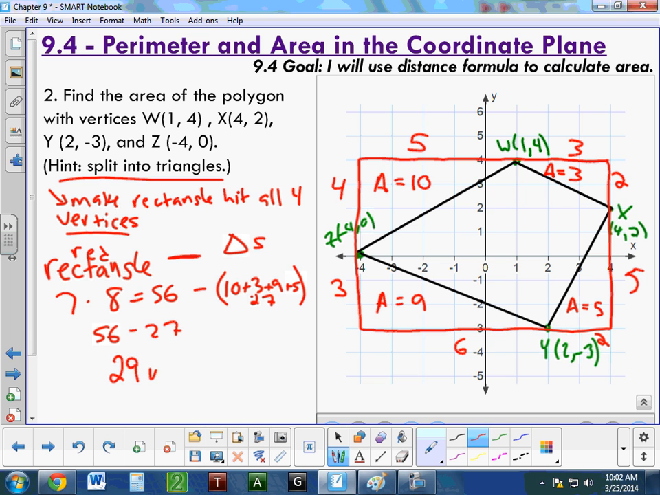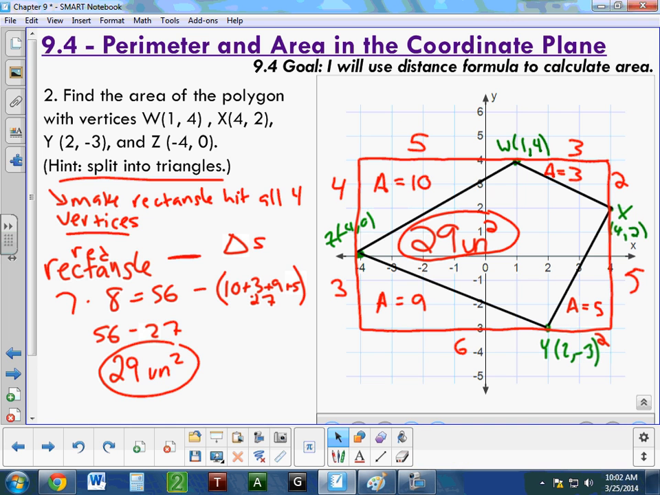So it's slightly smaller. So what we just found is that this right here is 29 square units. This one didn't ask us to find the perimeter, which is why we didn't use the distance formula. We just had to find the area. Again, that triangle method will work pretty much every time. It's something that's really helpful.